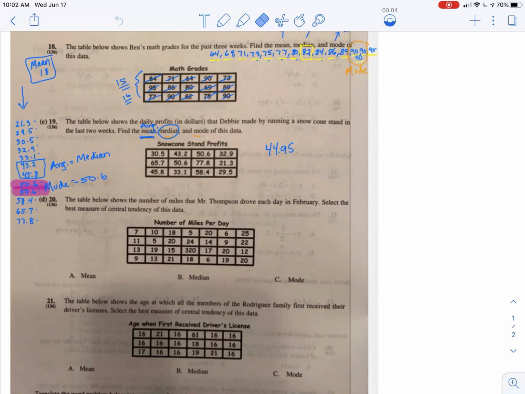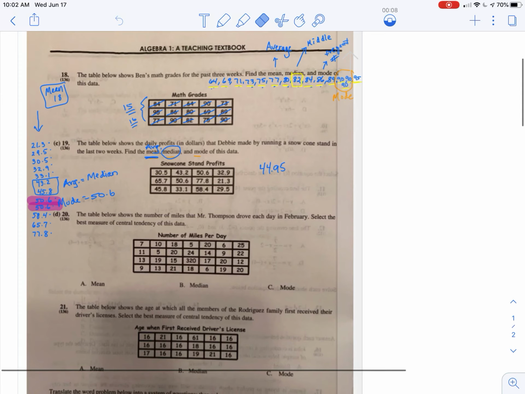Okay, Lexi, let's go ahead and finish up lesson 136. So we left off on 19. We kind of stopped right in the middle.